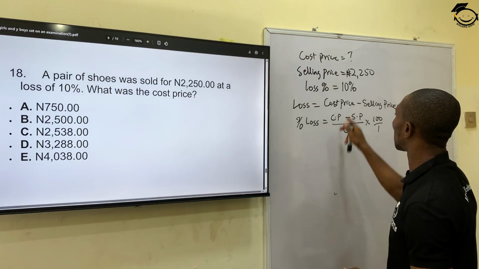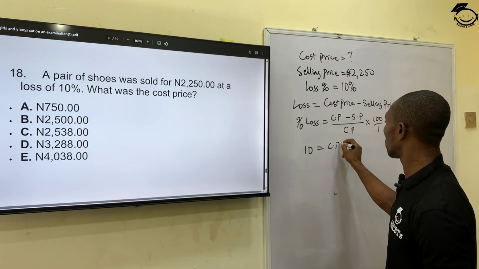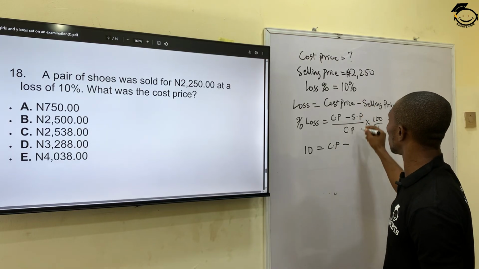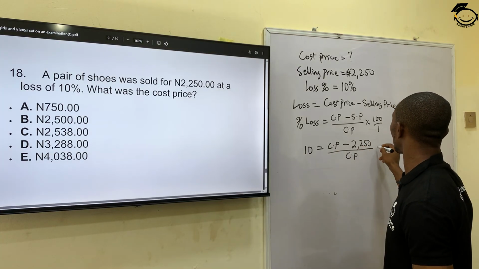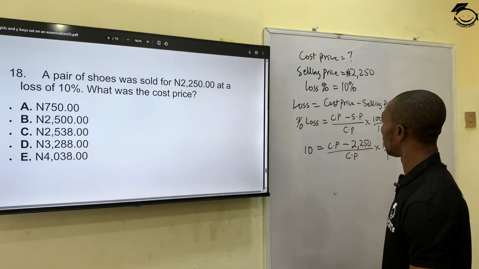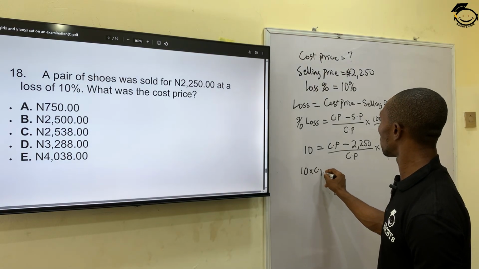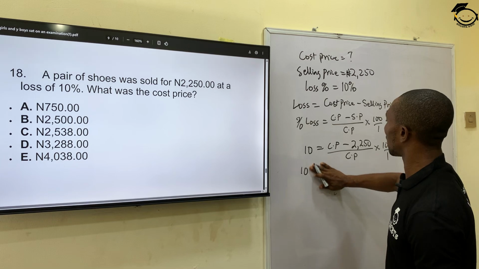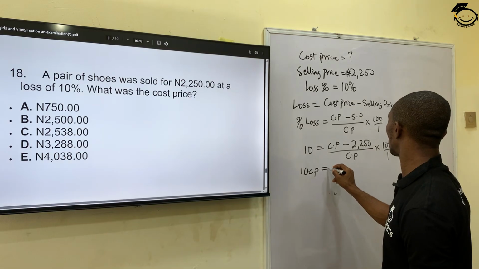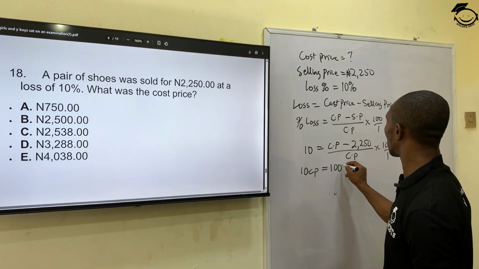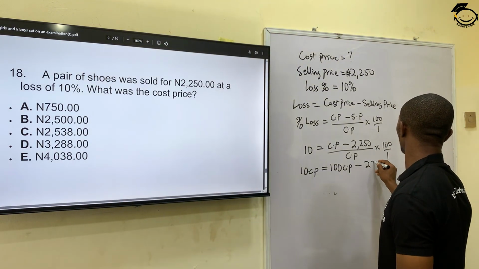So now we know we have 10% loss equals cost price, which we do not know, minus selling price, which is 2,250, all over unknown cost price times 100 over 1. Now cross multiplying, we are having 10 times cost price. Let me put it as 10 CP equals 100 times this will give us 100 CP minus 100 times this will give us 225,000.